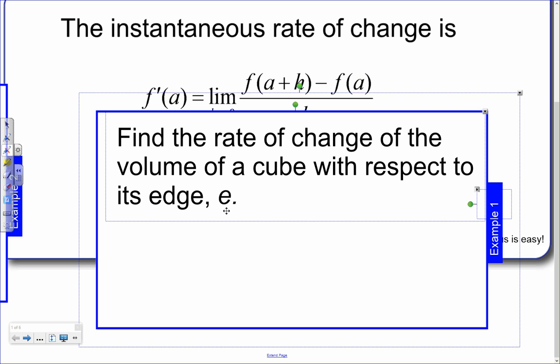cubic inches per inch that I changed the edge. So something along those lines. But the rate of change, instantaneous rate of change, is the derivative. So that's our big discovery.